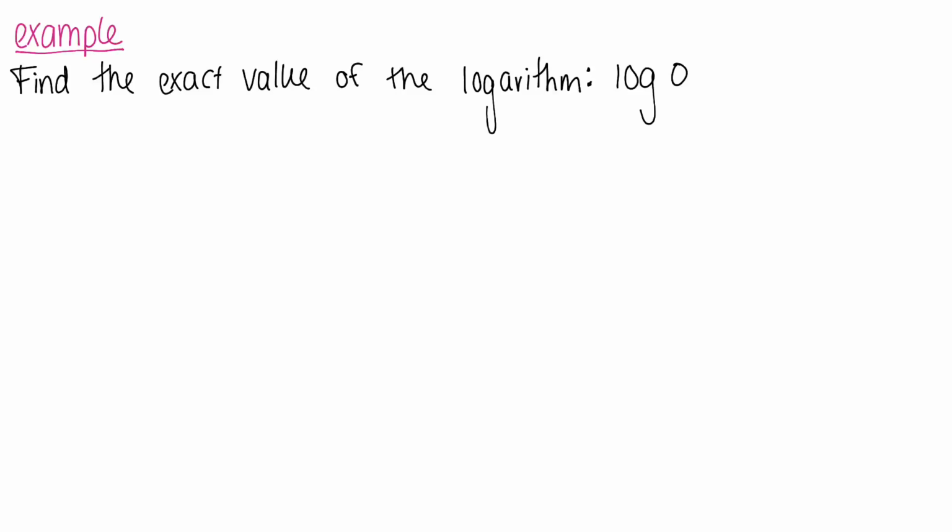Find the exact value of the logarithm, log 0. I've already said that it's a trick, but let's just go through it. There's a secret base of 10, right? So log base 10 of 0 is equal to y. Start at the base, across the equals, back again. So this is 10 raised to the y is equal to 0.